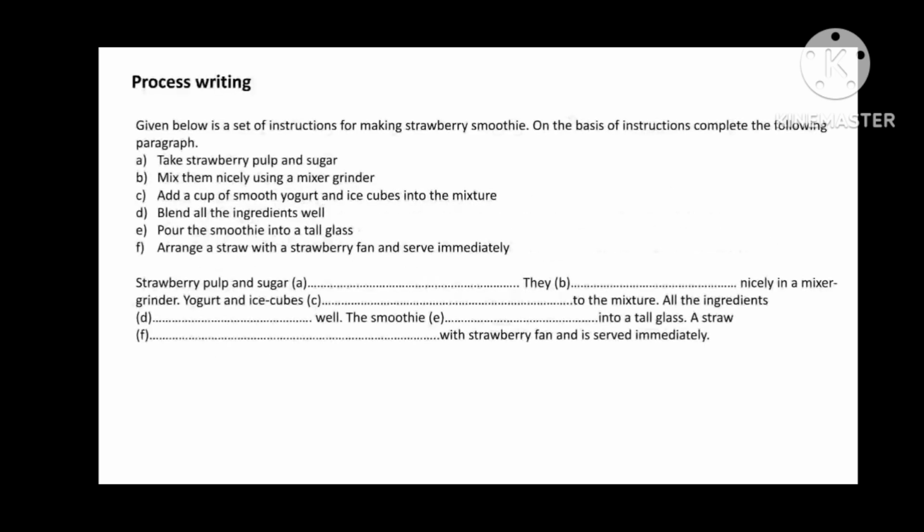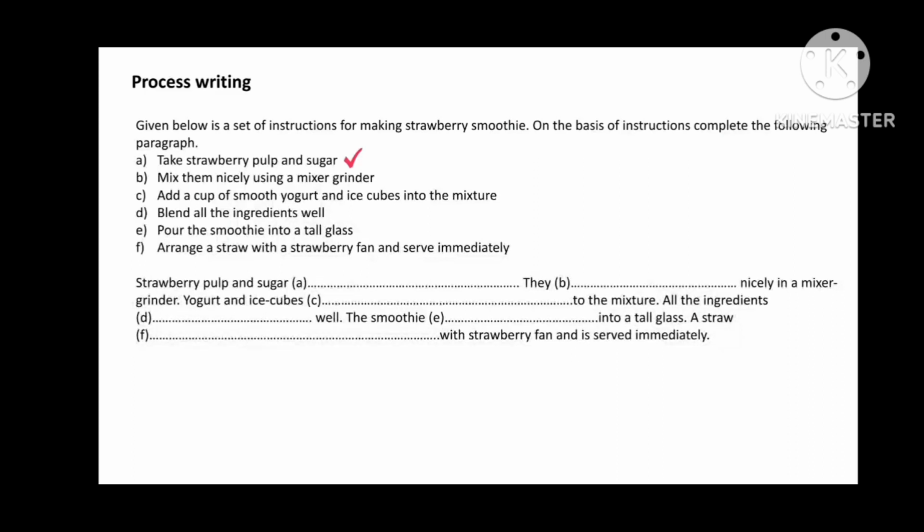In process writing, a set of instructions is given and on the basis of instructions, you have to complete the paragraph. You can either go through the instructions first and then start reading the paragraph, or you can start from the paragraph and go to the instructions one by one. In this particular question, a set of instructions for making strawberry smoothie has been given. So let's start from reading the paragraph. Strawberry pulp and sugar, dash.